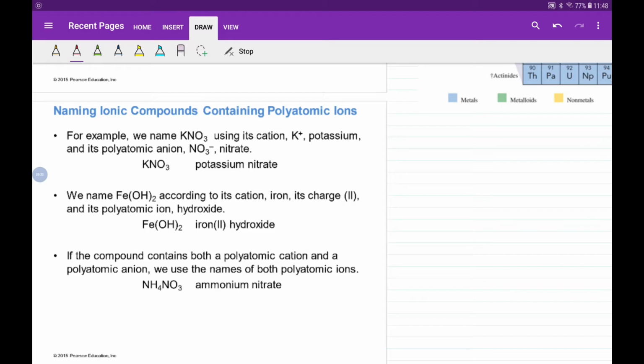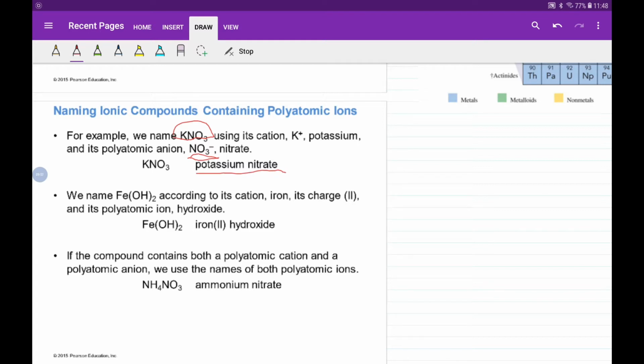So we have KNO3. Potassium is a type 1 cation. Nitrate is the name of this polyatomic ion. We just learned that it's a nitrate. So the name will be potassium nitrate.